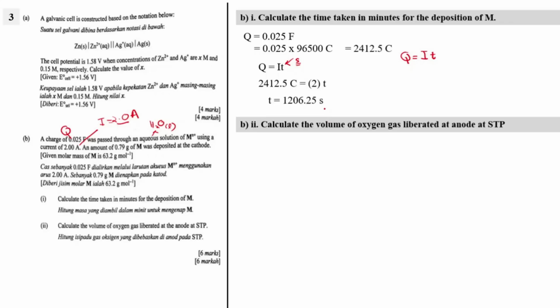Okay, now for question B2, we need to calculate the volume of oxygen gas liberated at anode at standard temperature and pressure. So in order to find the volume of oxygen gas, we need to do the equation at anode.